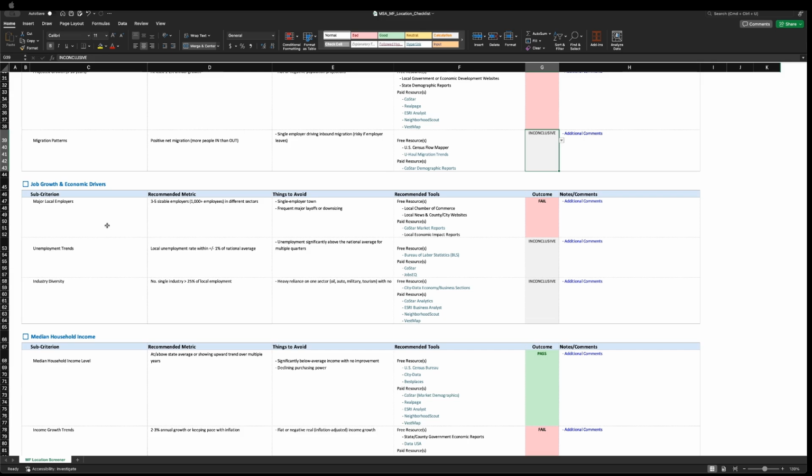Job growth and economic drivers: look for major local employers, at least 3 to 5 sizable employers. That's 1,000 plus employees in different sectors. Avoid towns where a single employer drives all the jobs in that area. I just gave the example about Amazon establishing a hub and a bunch of people moving to that area. If that employer closes that location, you're going to lose a lot of tenants. People are going to move to different areas.